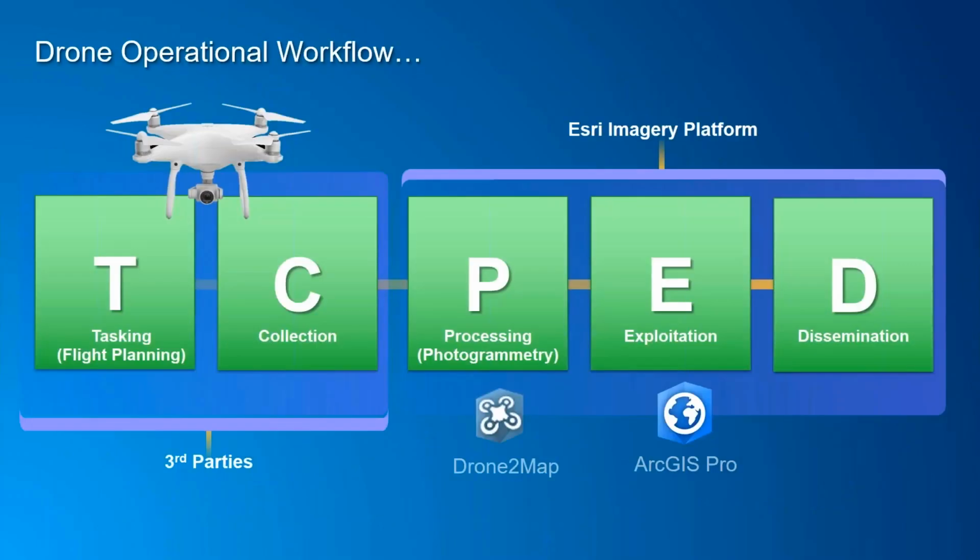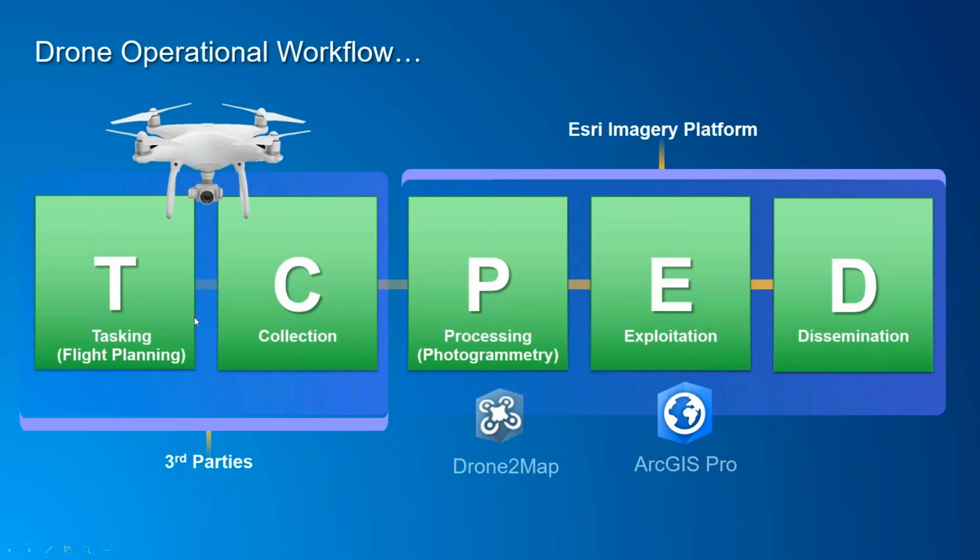This is really the whole workflow from beginning to end of flying the drone and creating products. This is an acronym that we've taken from what's popularly known in the defense and intelligence remote sensing community. It's referred to as TCPED, and this is tasking, collection, processing, exploitation, and dissemination. The tasking part is really just the flight planning part. This is programming your drone to fly the way that you want it to and collect the photos.